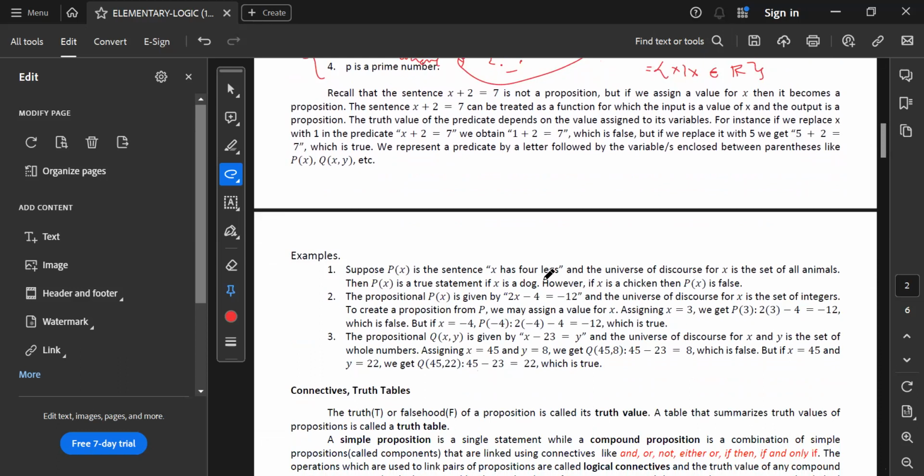We have here another example. This is also notation, like P of x and Q of x, y.